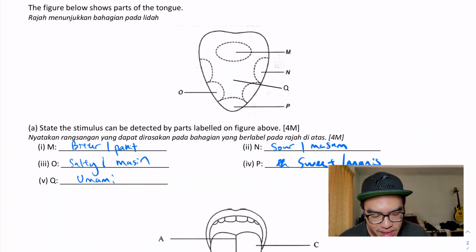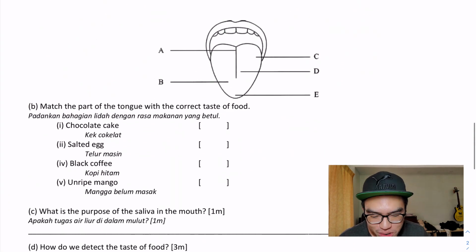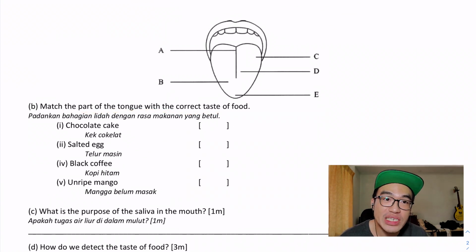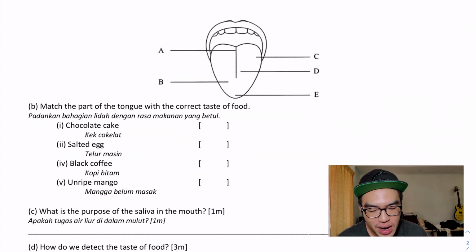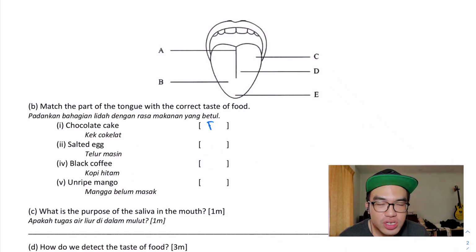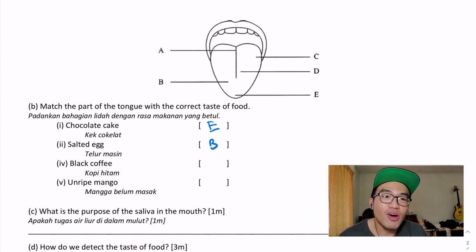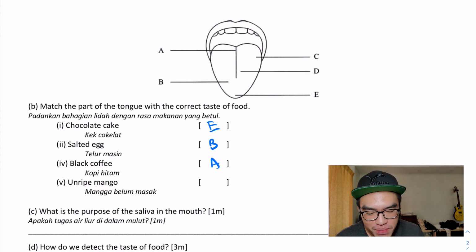Moving on, let's look at examples. Match the parts of the tongue that is with the correct taste of food. So chocolate cake, as we know, this is sweet, so it is detected by part E. Salted egg, which is salty, will be detected by part B. Black coffee, which is bitter, will be detected by part A. And of course, unripe mango, which is sour, will be detected by part C.